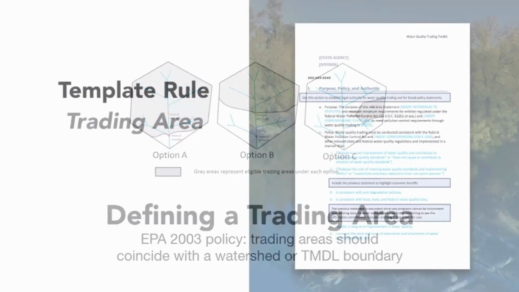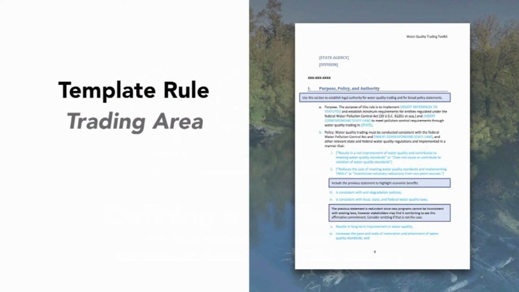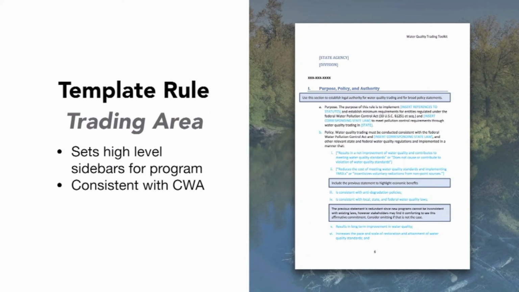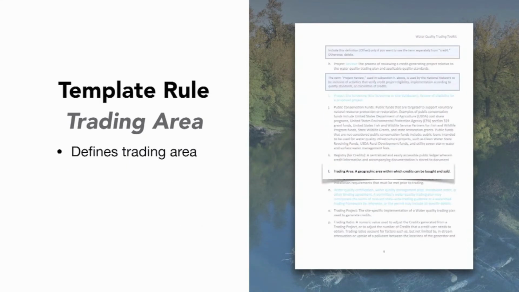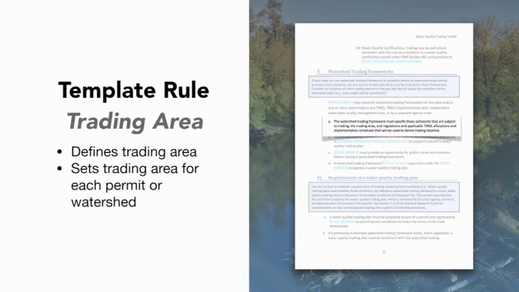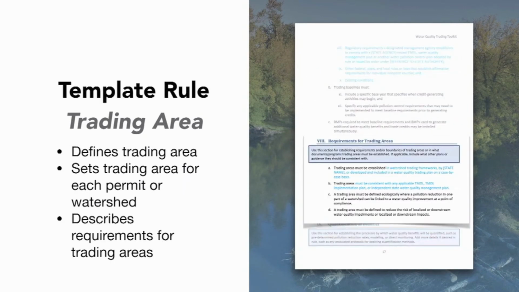The template rule provides a definition of trading area. Remember that the state rule is designed to set the high-level sideboards for the program, such that water quality trading is consistent with the Clean Water Act, and provide clarity on those areas where there is unlikely to be variability between watersheds or between permits. The template rule provides a definition of a trading area, sets the expectation that each permit define a trading area, and describes some requirements the trading areas need to meet.